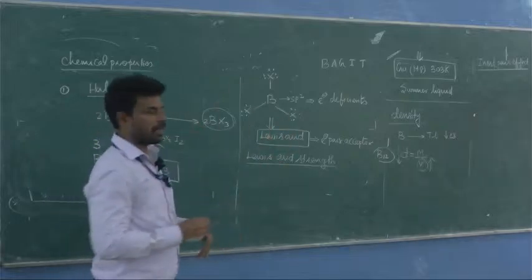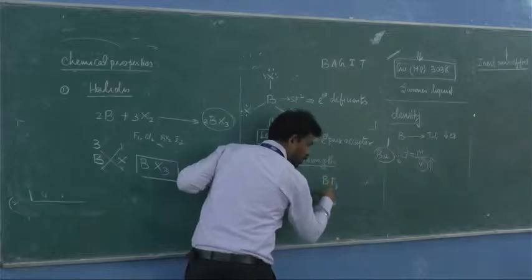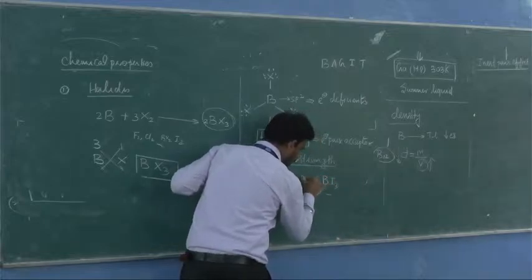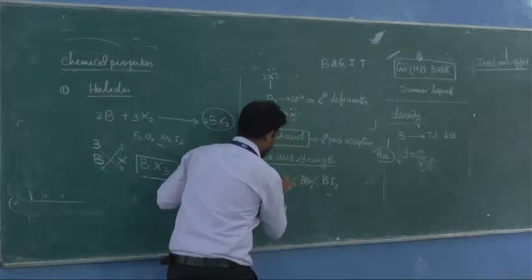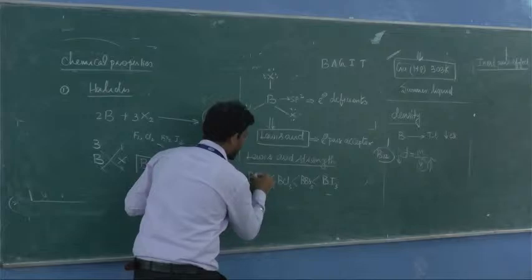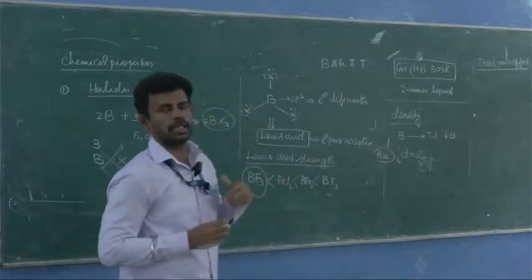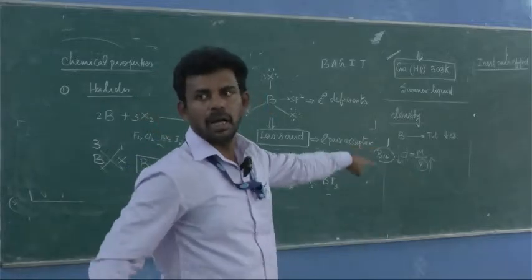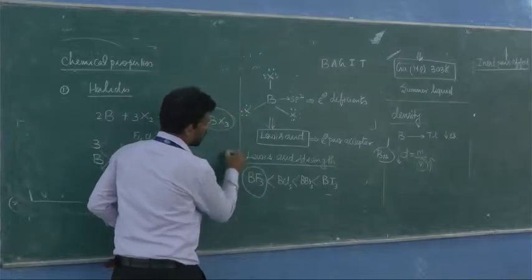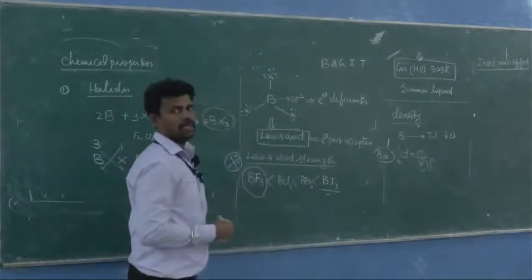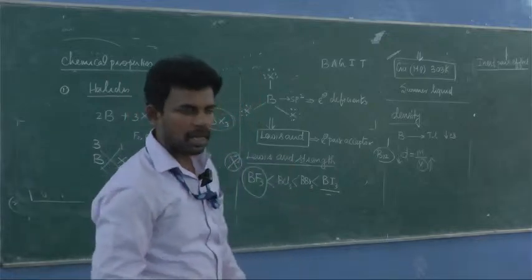Which is the better Lewis acid? Listen carefully. BI3 is a better Lewis acid, followed by BBr3, followed by BCl3. The least Lewis acidic is going to be BF3. Please note this. If asked which has more Lewis acidic strength, it is BI3. This is a previous year question. BI3 is going to have more Lewis acidic strength when compared to BBr3, BCl3 and BF3.